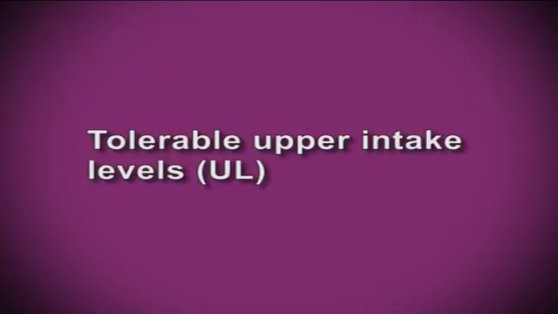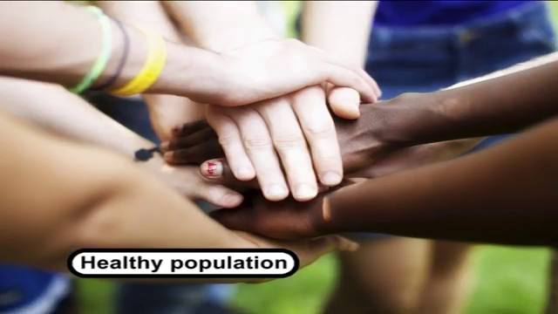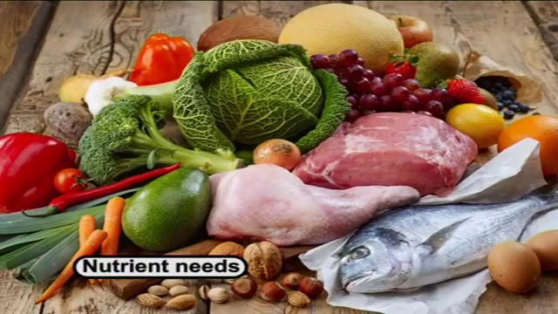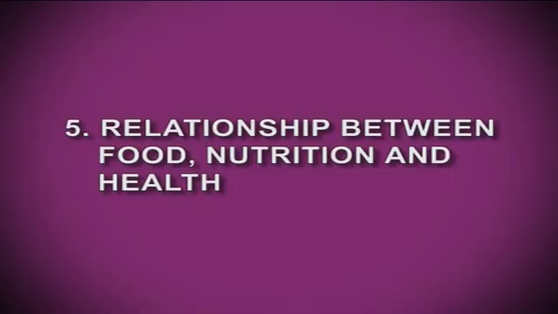The next unit is tolerable upper intake levels or UL. It is the maximum intake of a nutrient that is not associated with adverse side effects in most individuals of the healthy population. Overall, these recommendations apply to healthy people and may not be appropriate for people with diseases who have altered nutrient needs. Care should be taken to consider country-specific recommendations while deciding the nutrient requirements. We will move on to the next topic, which is relationship between food, nutrition and health.